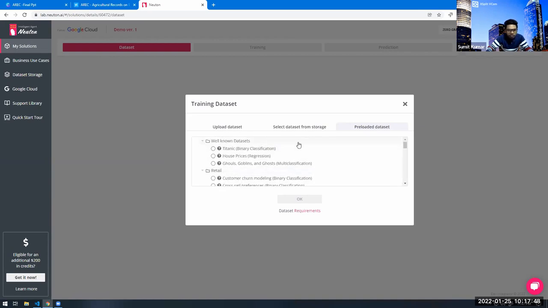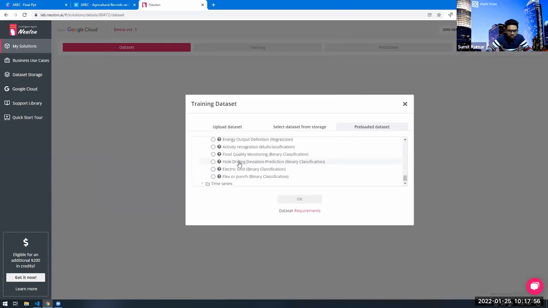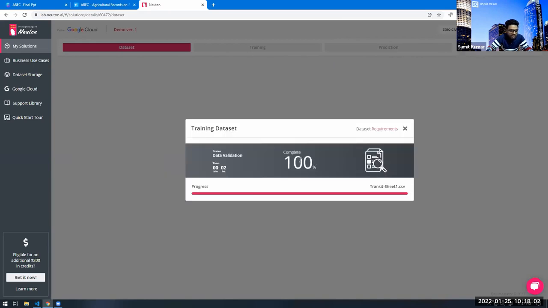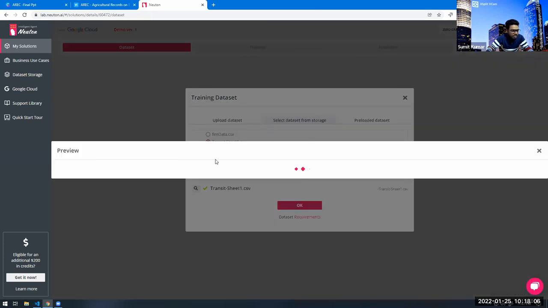But if you're trying to explore with some clean data sets, it is already providing many data sets, which is very cool to try out. And they're very well tested data sets. So we're going to select from our storage, which I had used. This is the data set, and you can preview this data set actually.